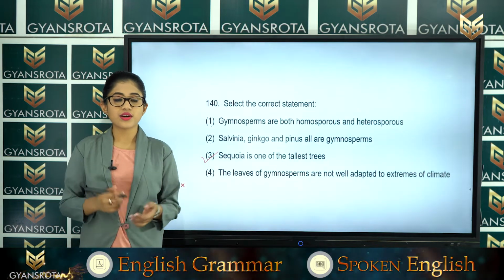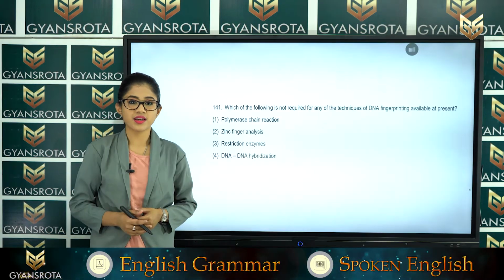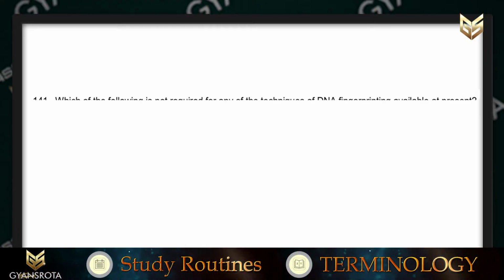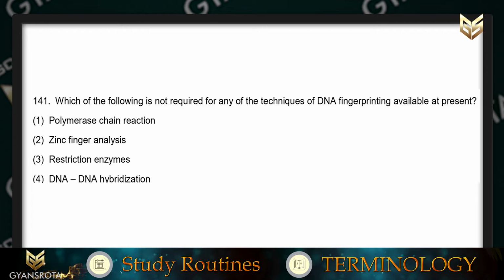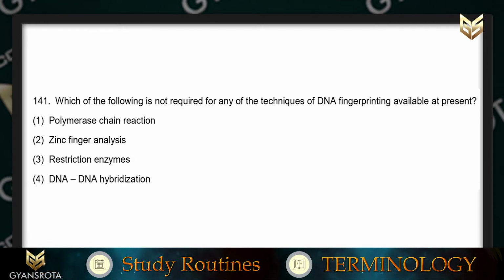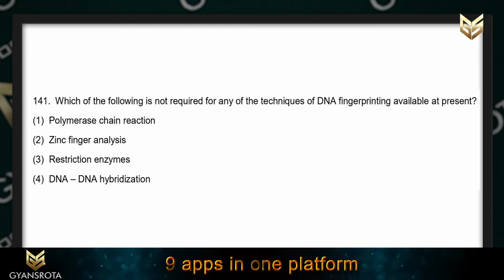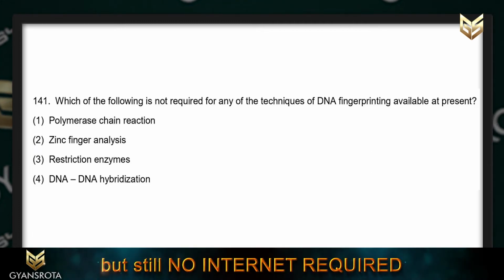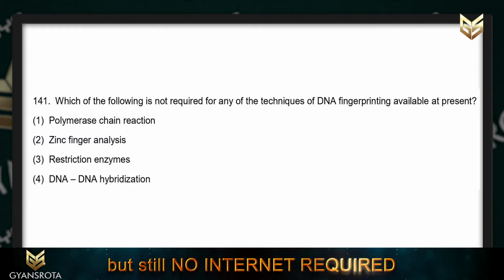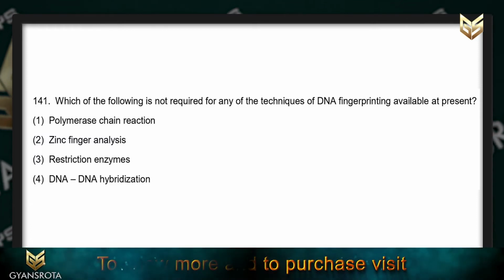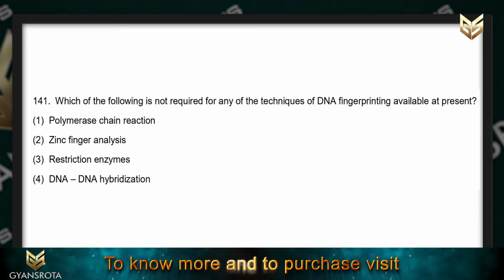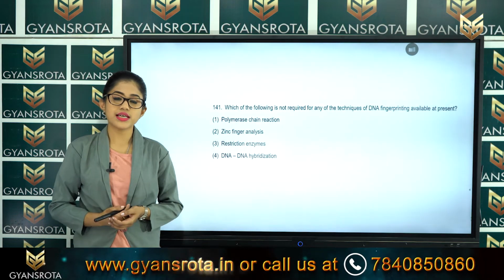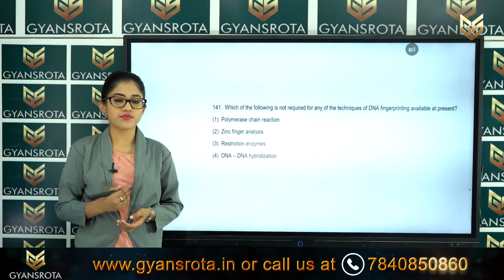Alright. Now let us move on to the next question. Now the next question is question number 141. Which of the following is not required for any of the techniques of DNA fingerprinting available at present? There are 4 options given: polymerase chain reaction, zinc finger analysis, third is restriction enzymes and the fourth is DNA-DNA hybridization. So this question is given from the chapter Molecular Basis of Inheritance.